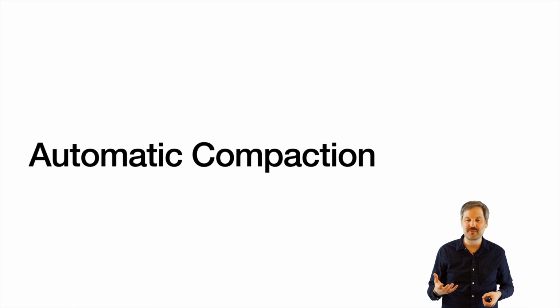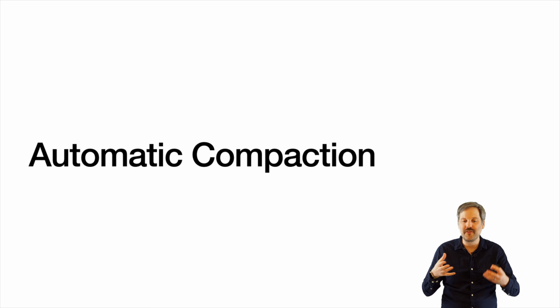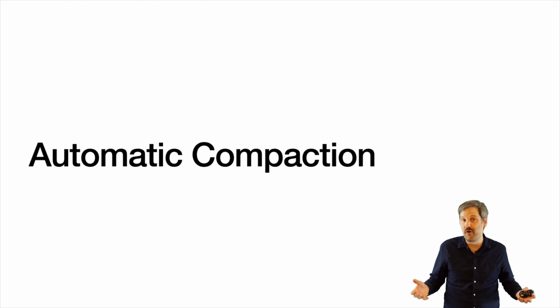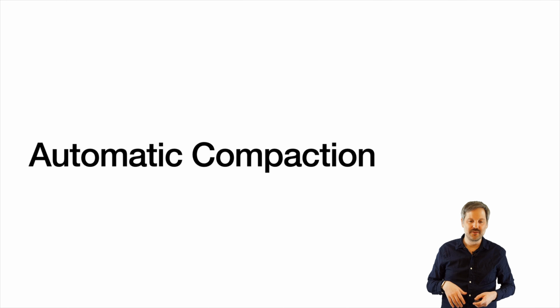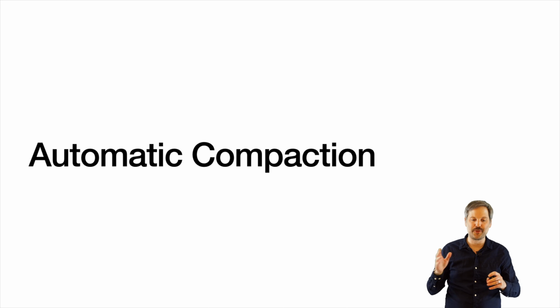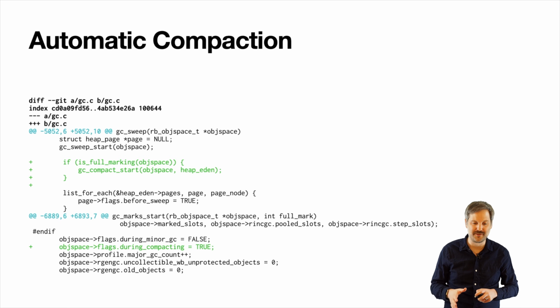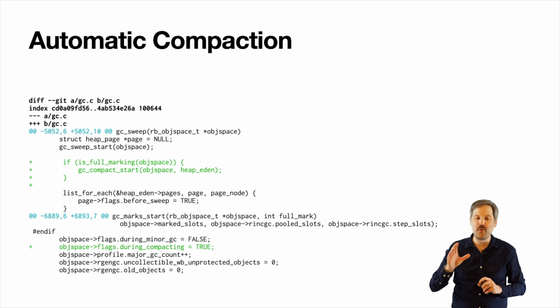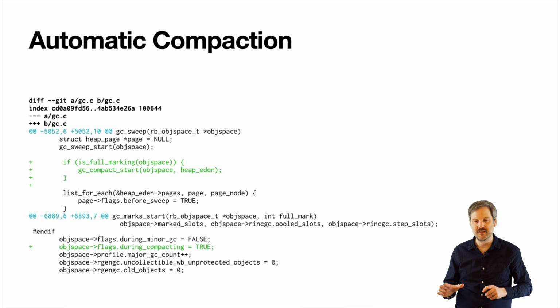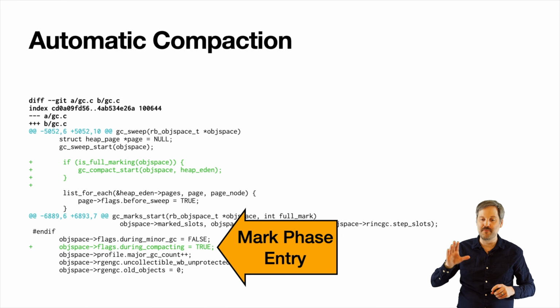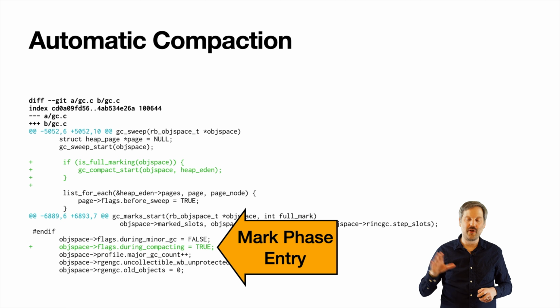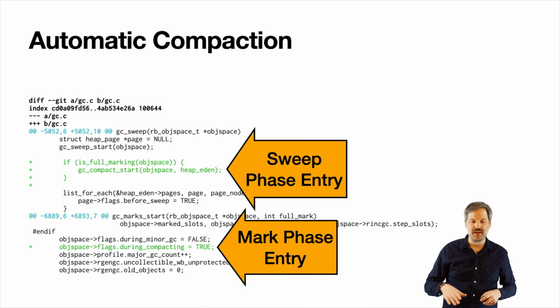But now that we have a read barrier in place and per page packing, it means that we can run the compactor automatically on all major garbage collections. So I'll show the patch here, but it's very, very anticlimactic. This is the entire patch. It's a little bit upside down, but all we do is when we enter the mark phase, we check, is this a major GC? If it is, then we'll enter compaction mode. And then when we enter the sweep phase, we just kick off the compactor.